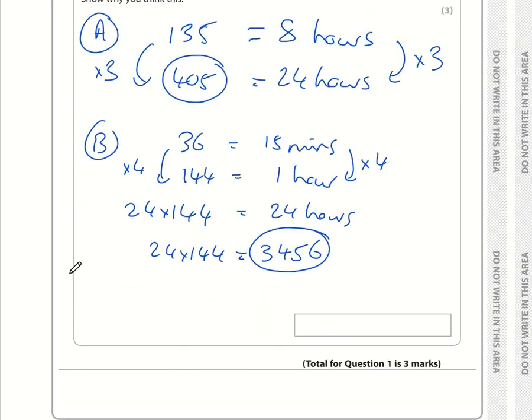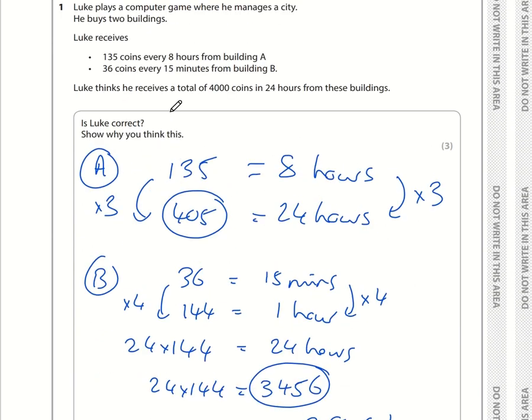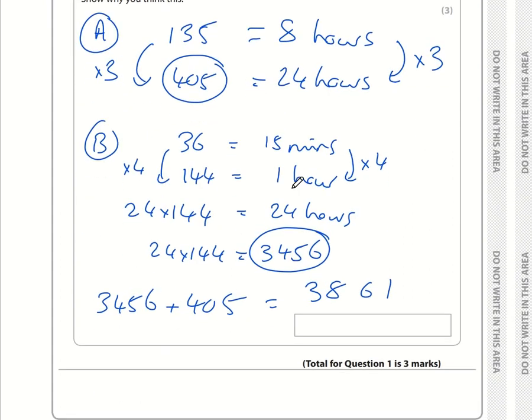So all we need to do now is add 3,456 and 405, and we get a total of 3,861. So if we go back to the question, Luke thinks he receives a total of 4,000 coins in 24 hours. Luke is not correct. He gets 3,861, so no, he is not correct.